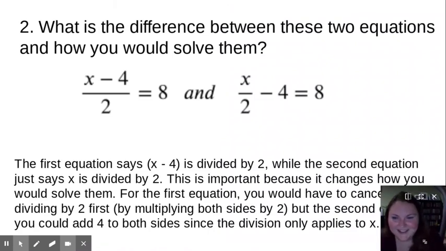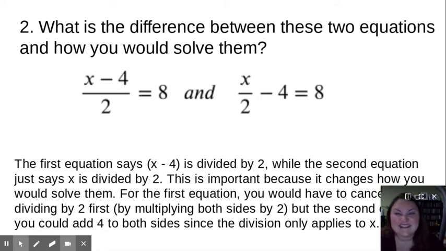Sorry, guys. But it says, the first equation says x minus 4 is divided by 2, while the second equation just says x is divided by 2. This is important because it changes how you would solve them. For the first equation, you would have to cancel the dividing by 2 first by multiplying both sides by 2, but the second equation, you could add 4 to both sides since the division only applies to x.